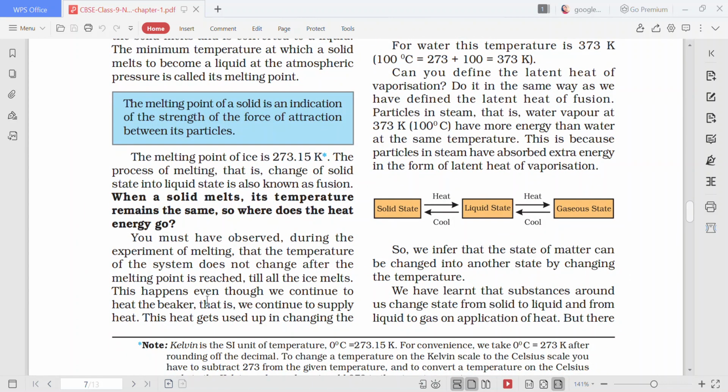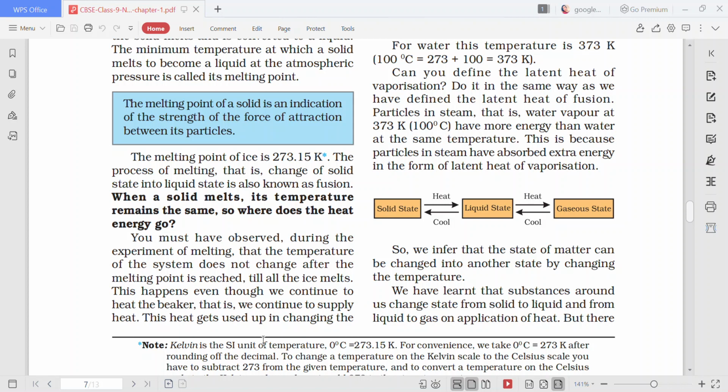So it is hidden and also known as latent heat. So children, this is your next question, and the answer to this question is, you must have observed during the experiment of melting that the temperature of the system does not change after the melting point is reached, till all the ice melts. This happens even though we continue to heat the beaker, that is, we continue to supply the heat.